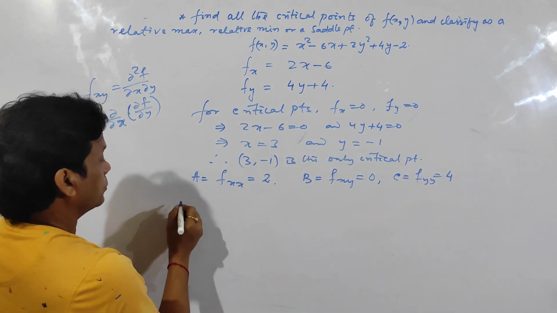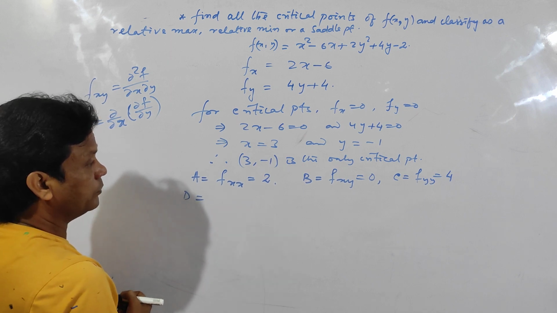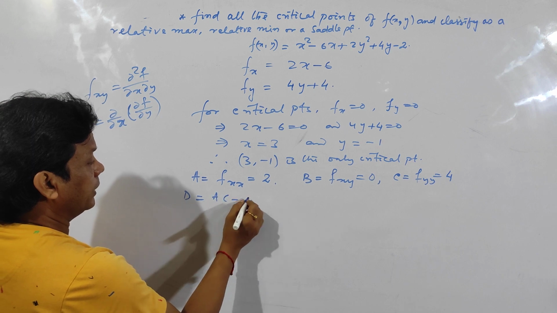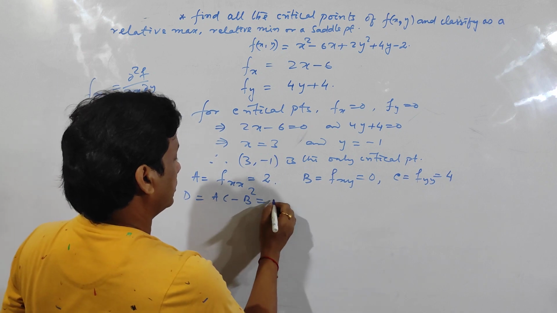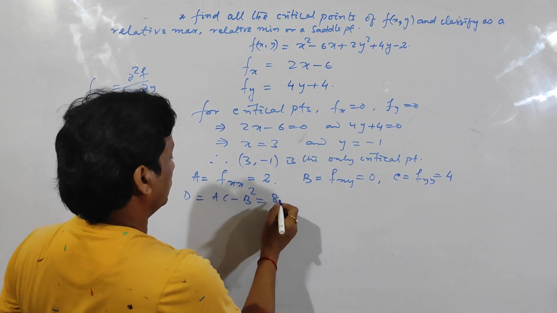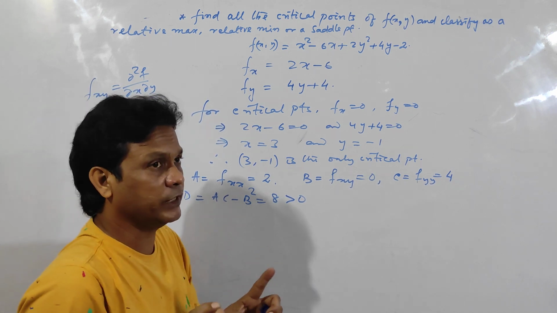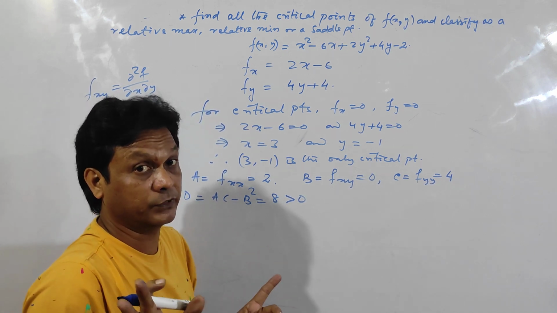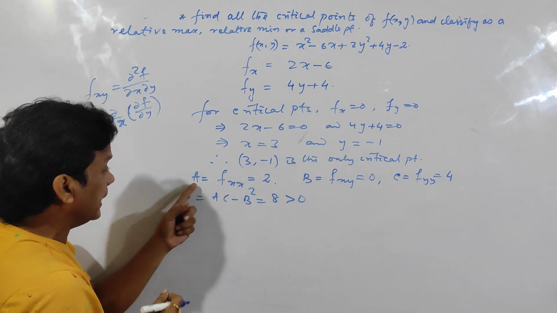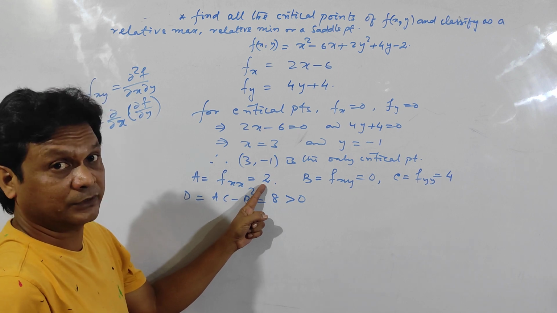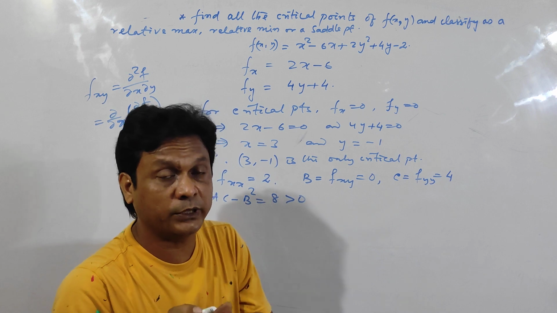So D is equal to what is D? Already I have told you. AC minus B square. AC, A into C, it is 8. B square is 0. So it is greater than 0. Greater than 0 means it may be maximum, it may be minimum. It is not a saddle point. It is confirmed, because for a saddle point D is less than 0. Clear? Now, what is A here? A is positive. Clear? C is also positive. In terms of A also you can take C.